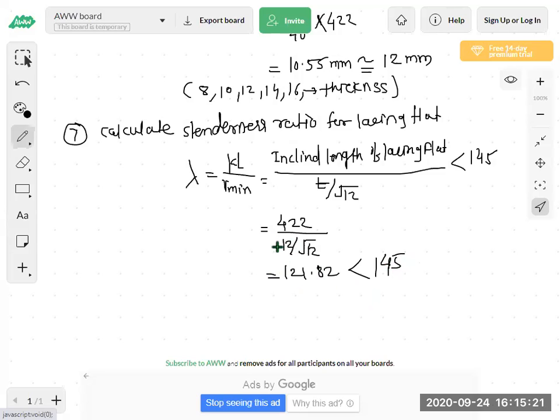Otherwise we have to increase the thickness. Because the inclined length you cannot change, it is required depending upon spacing. If this value is greater than 145, then you have to increase the thickness. So instead of 12, you have to take 14 or 16 like this. Then this value will be reduced. So we got the lambda is 121.82.